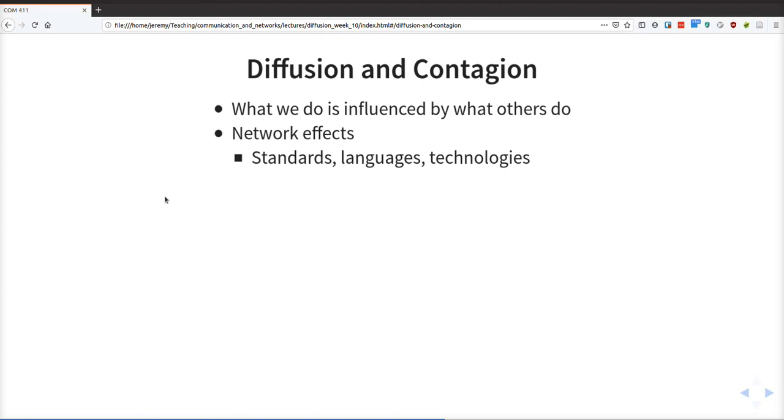Technologies are another one. If all your friends are on Snapchat, it becomes more valuable. The more of your friends are there, the more difficult it is for you to not go use it, even if you might dislike it, but it has value because there are more people using it. So those are network effects.